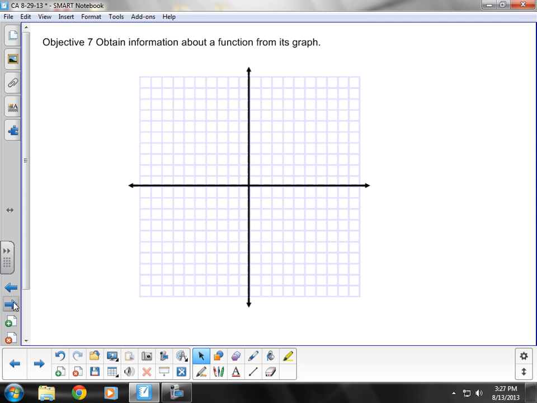All right, objective 7 says we're going to obtain information from a graph. So if I have a graph and I've already drawn this graph on here, let's say I'm just going to draw myself a picture of something that's going on here.